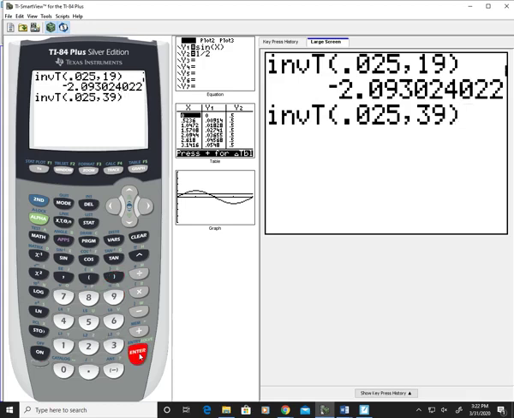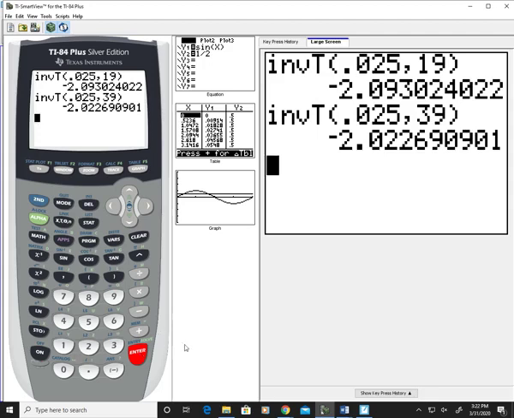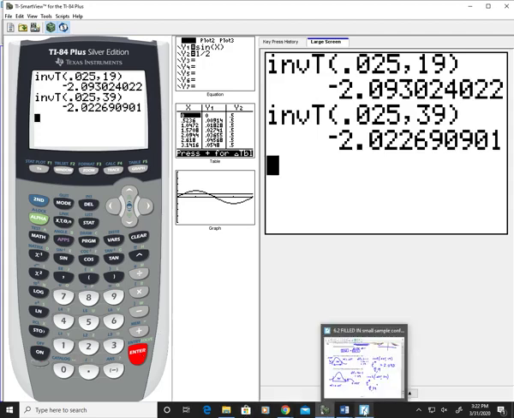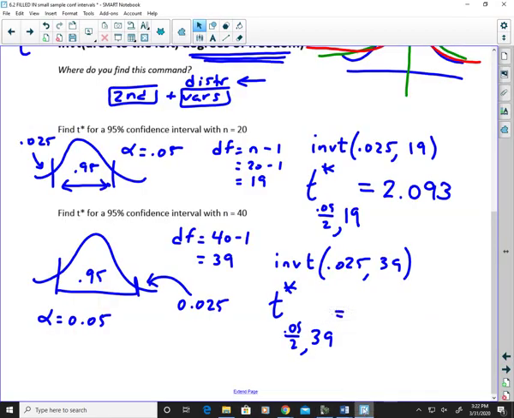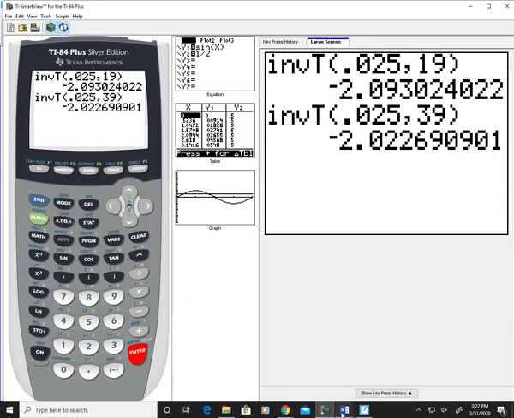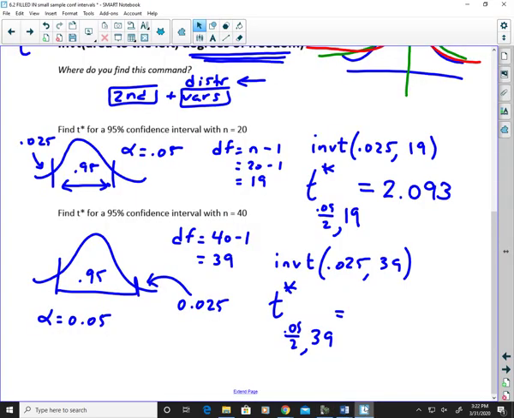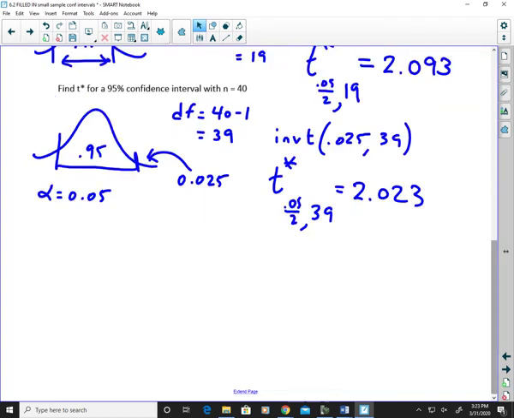Okay, and remember I just go with the positive, 2.023. Whoops, I've already forgotten the number. 2.023. And so then this textbook would have gone with a Z at that level.